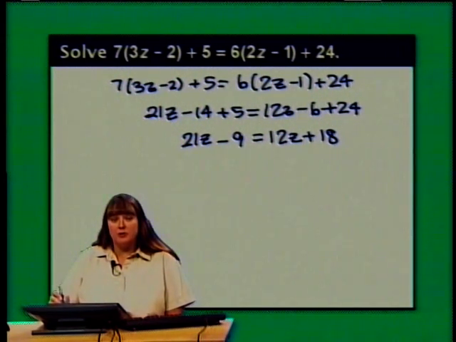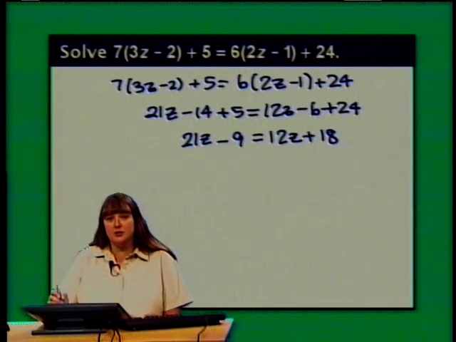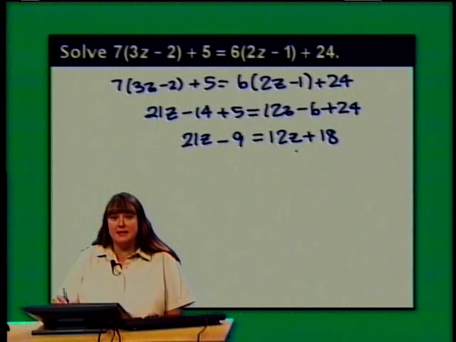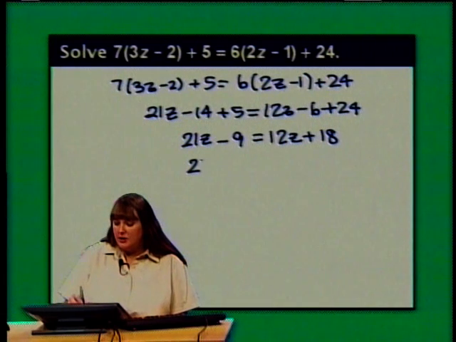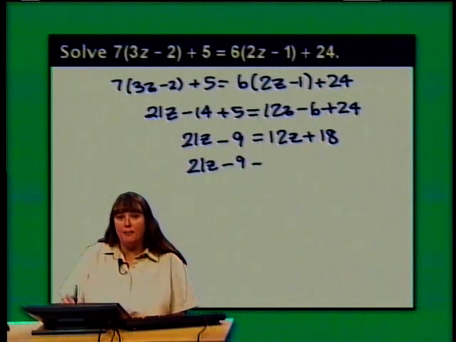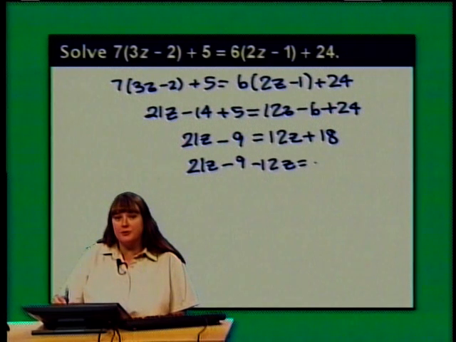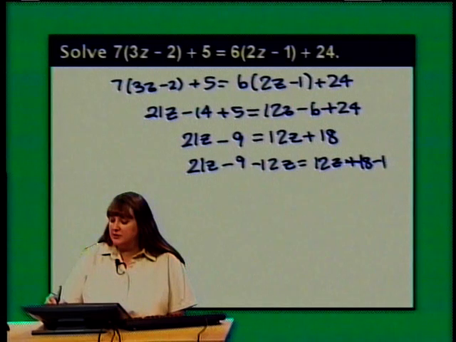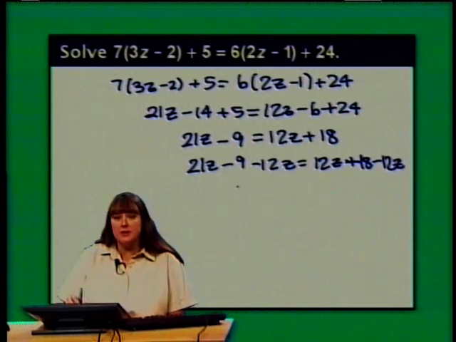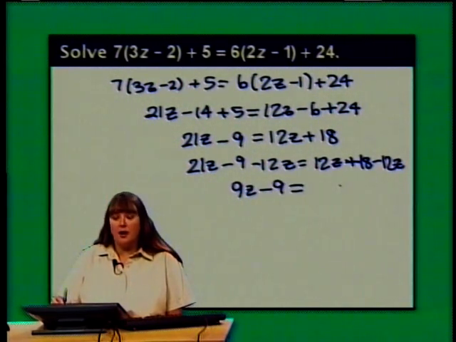This time I think I'm going to isolate my variable terms on the left-hand side of the equation and move my constant terms to the right-hand side of the equation. So I'm going to start by subtracting 12z from both sides of this equation. So 21z minus 9 minus 12z equals 12z plus 18 minus 12z. Simplifying, 21z minus 12z is 9z. So 9z minus 9 equals, on the right-hand side, I just have 18 left.